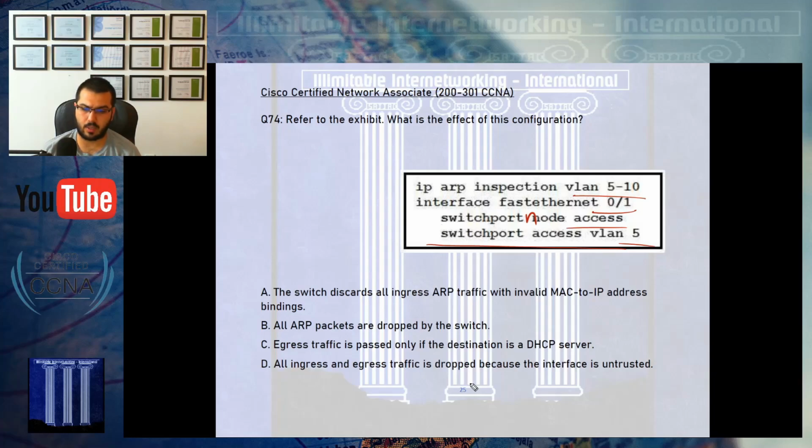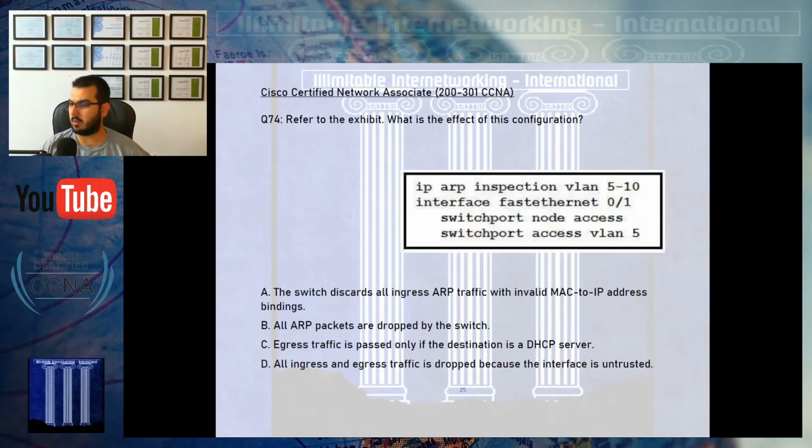So C and D are definitely incorrect. A says the switch discards all ingress ARP traffic that has an invalid MAC to IP address binding. I'm not sure, because B seems more correct. I will go with B. B seems more correct because it's about binding already. I assume that the device has only these VLANs configured, from 5 to 10, and that should be enough. So I will go with B.